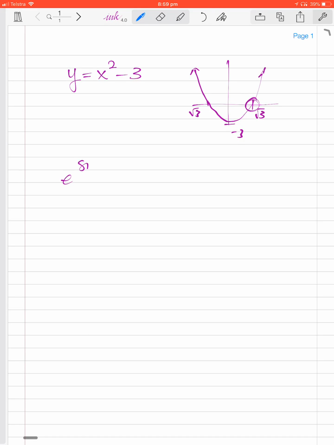But if we had a nasty function, like e to the sine x plus tan x minus 4 pi on 3, and we wanted to find the x-intercept, this is when we would use the bisection method to find an approximate intercept, because you wouldn't be able to solve that equation. It won't give the exact value, but it'll give a really good approximation.